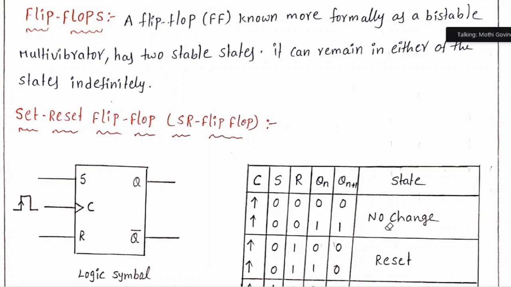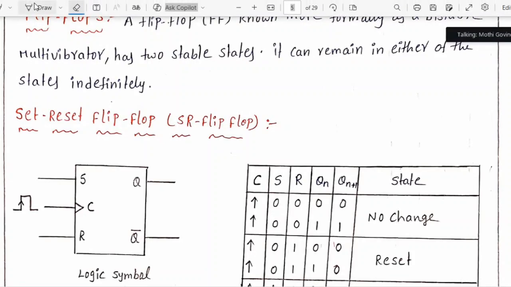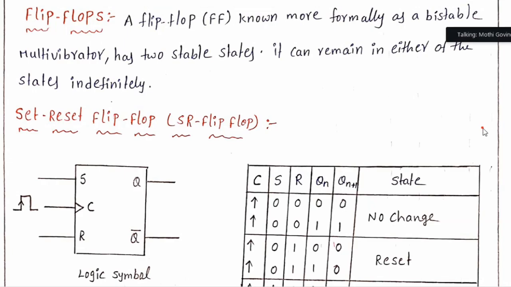So in this class, let us discuss flip-flops. A flip-flop, known as a bistable multivibrator, has two stable states. It can remain in either of the states indefinitely. A flip-flop has two states, Q and Q bar. If Q is 0, Q bar will become 1. So it is an example of a bistable multivibrator.